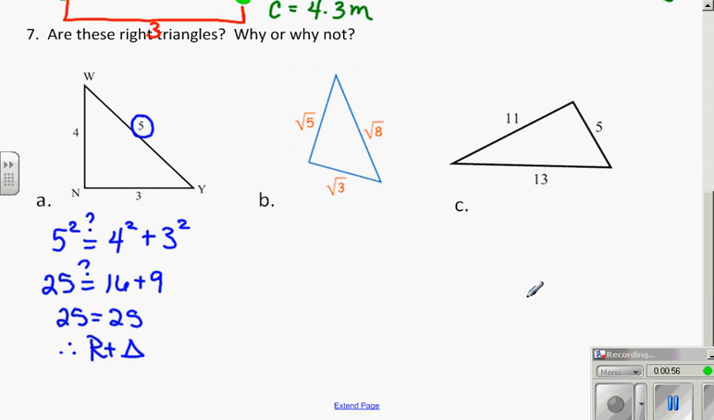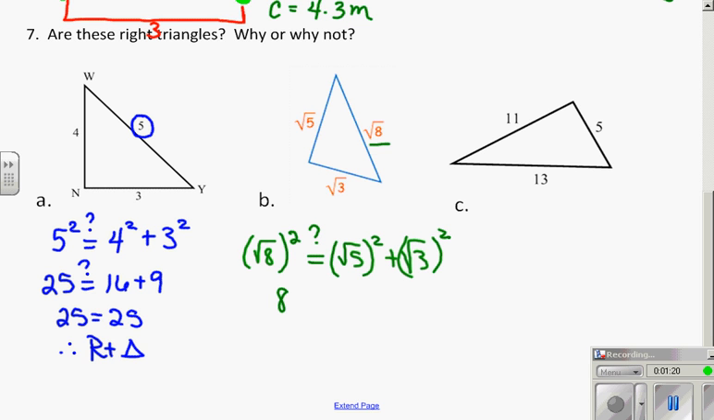Now this one initially seems complicated or scary. Using my common sense, I'm pretty sure that the square root of 8 is the biggest number. If you're not sure, use your calculator quick to get an estimate, but then always go back to the exact. So I have the square root of 8 squared. Is that the same as the square root of 5 squared plus the square root of 3 squared? When I check that out, I end up with 8. Is that the same as 5 plus 3? Because the square root of something squared cancels. 8 is equal to 8. Therefore, this is a right triangle also.